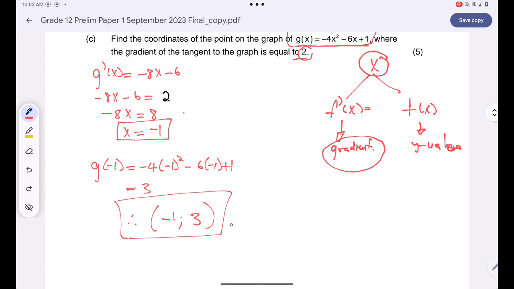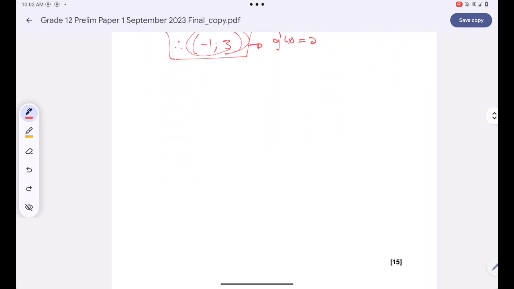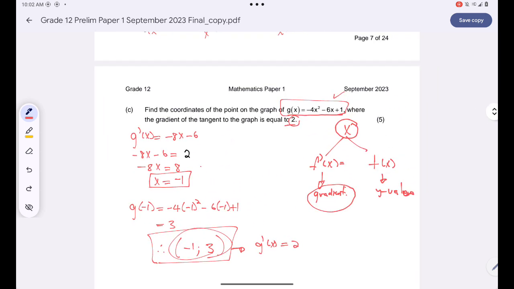At this point, guys, the derivative of my curve, g prime of x, will be equal to 2 at this point only. But you're only asked to find the coordinate, guys. By simply writing this, you are done. Get your 5 marks and go home. That's how, guys, we're supposed to tackle this question over there.